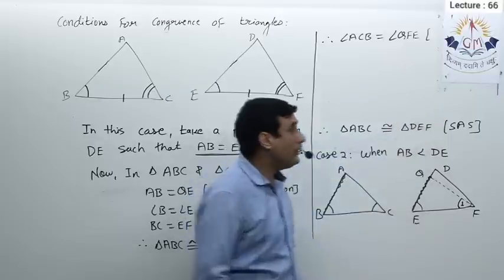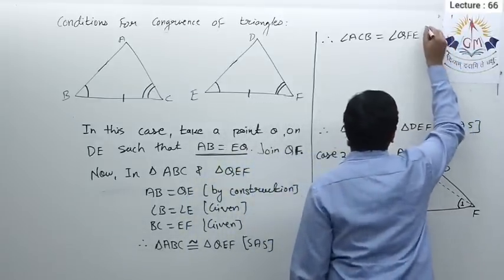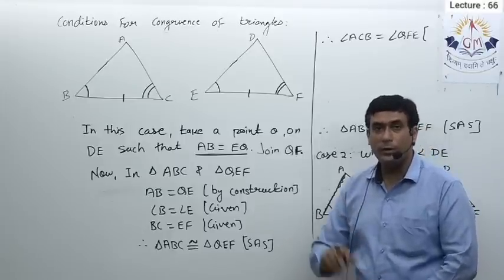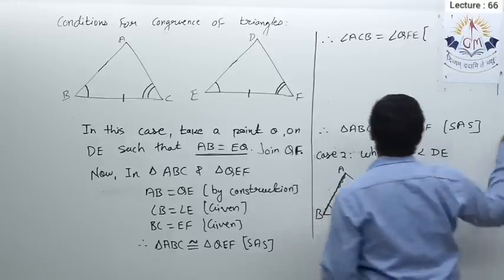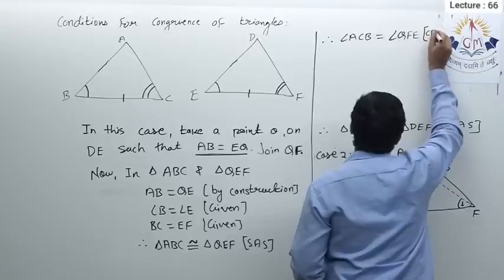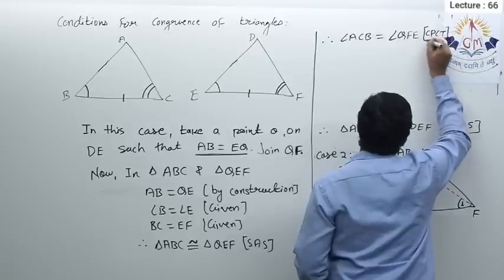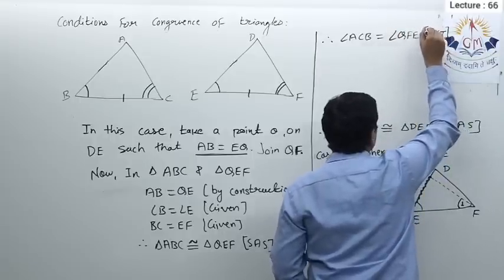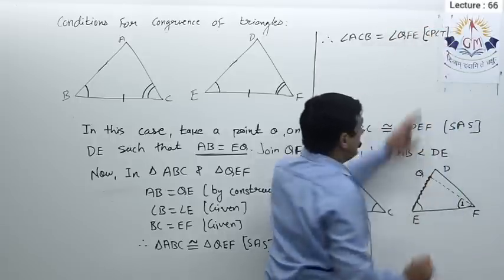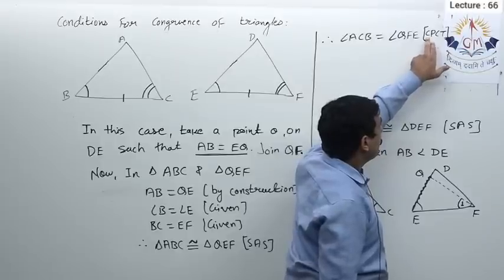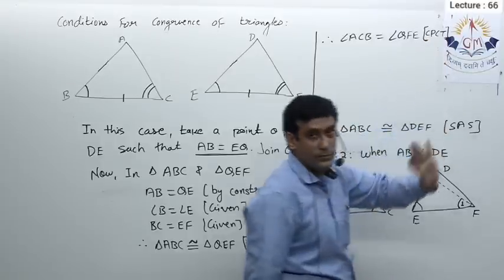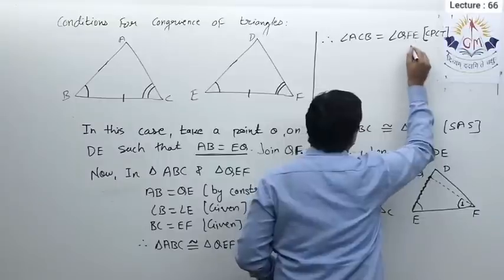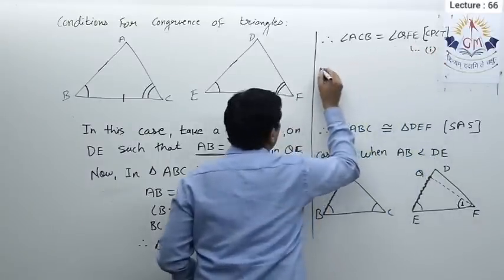corresponding angles are equal. Now what reason do we have to write? The actual reason is that I should write, as the triangles are congruent, therefore their corresponding parts will be equal. But I won't write that much. For that we have a shortcut, that is CPCT, which means because the triangles are congruent, therefore their corresponding parts will be equal. This stands for corresponding parts of congruent triangles. So here I got angle ACB equal to angle QFE. Let it be equation number 1.